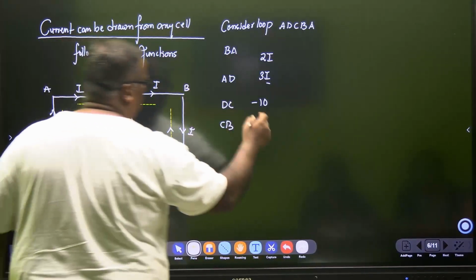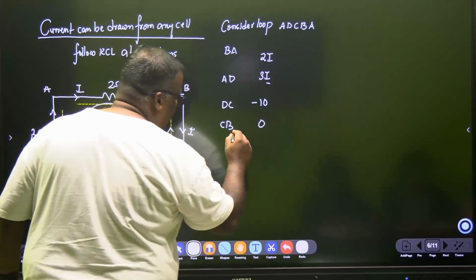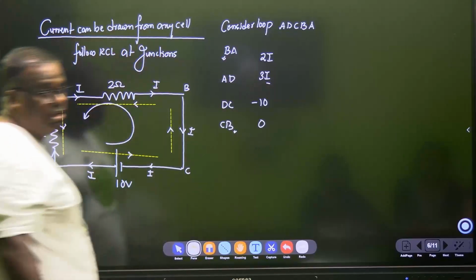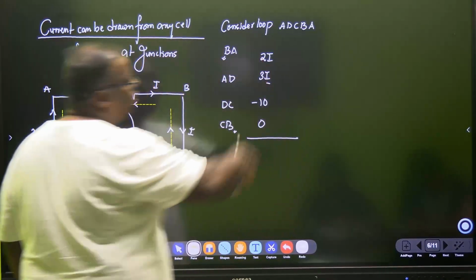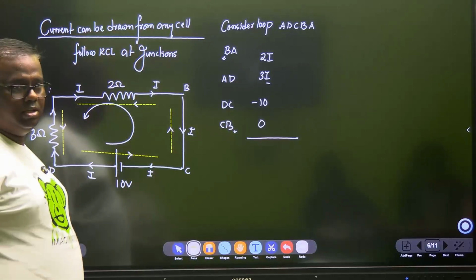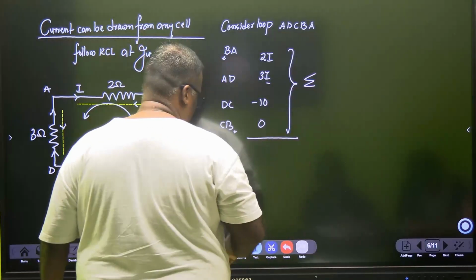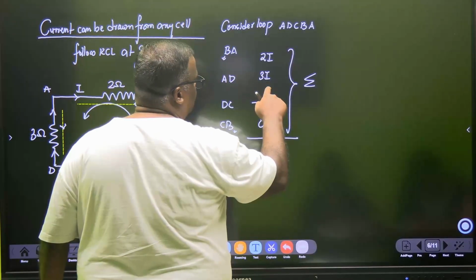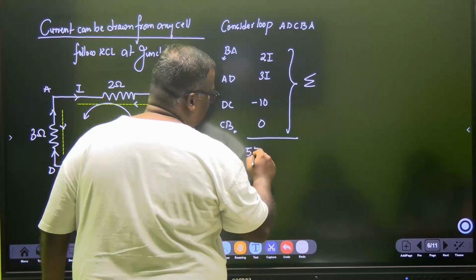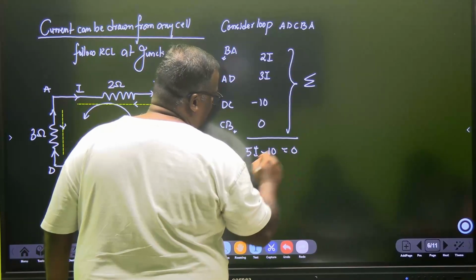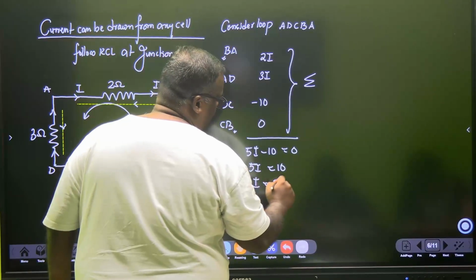Okay. And then I go to CB. CB, there is nothing. No resistor. 0. Right? So did I end exactly at the same place where I started? Yes. And this should be equal to 0. Right? If I do the sigma, this should be equal to 0. So let's do the sigma. So how much is the sigma now? 5I minus 10 is equal to 0. 5I is equal to 10. I equal to 2 ampere.